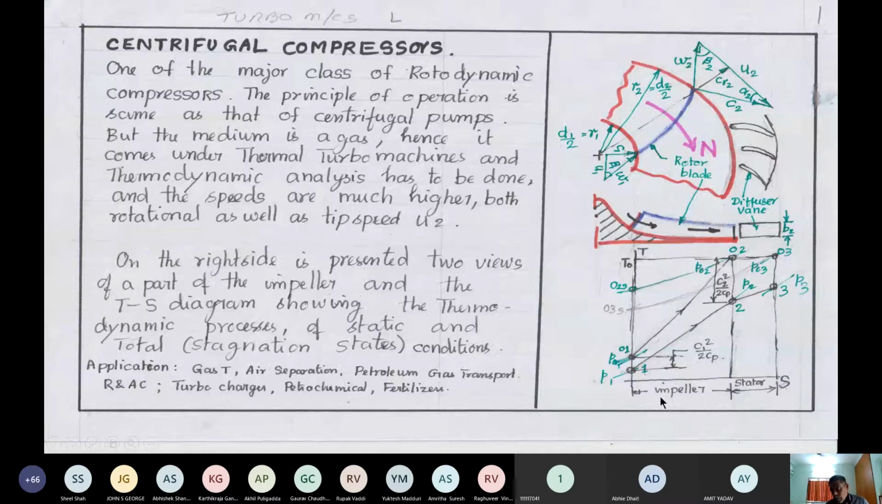Okay, so the impeller process, where there is energy transfer, so the condition 01 is changed to 02. So that is the energy addition. So total energy added can be calculated by Cp into T02 minus T01.